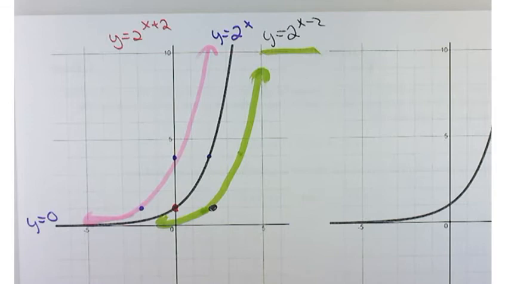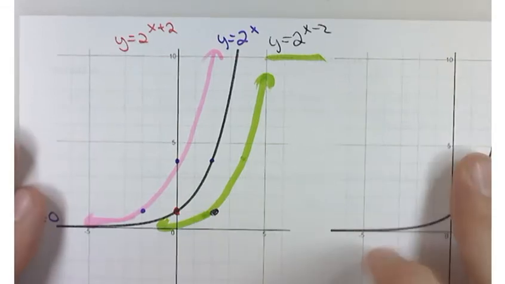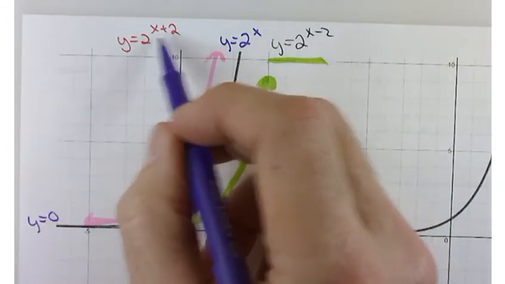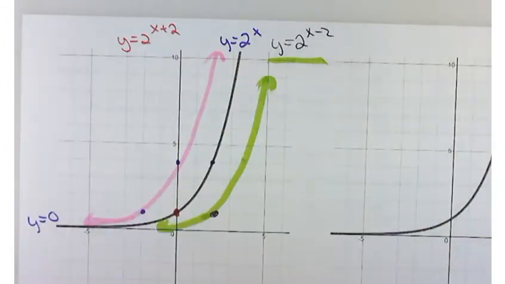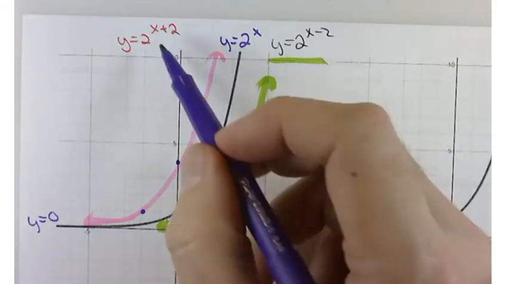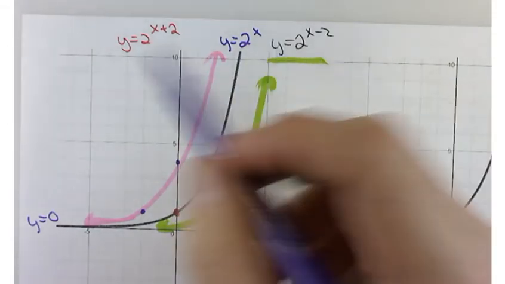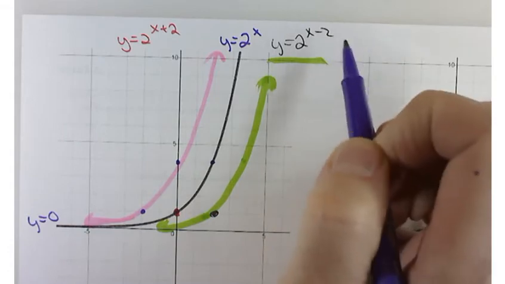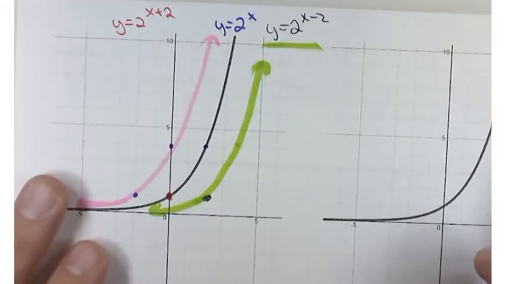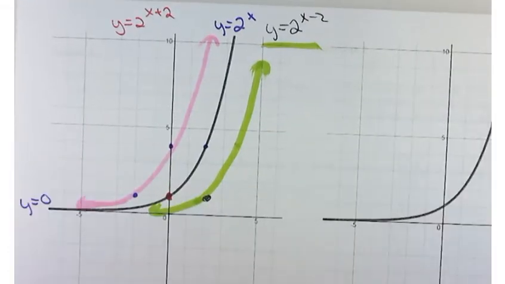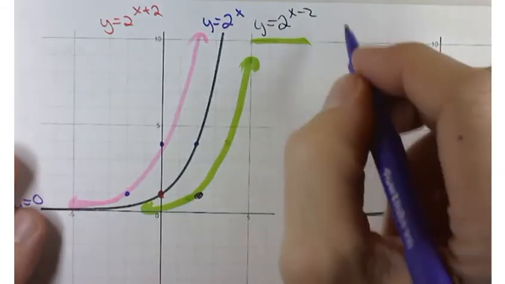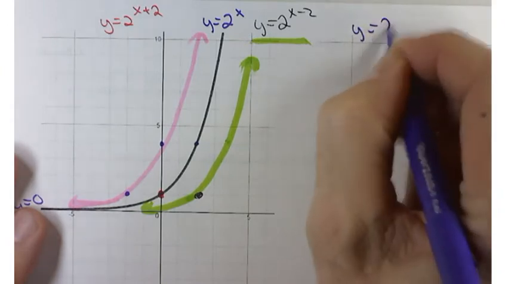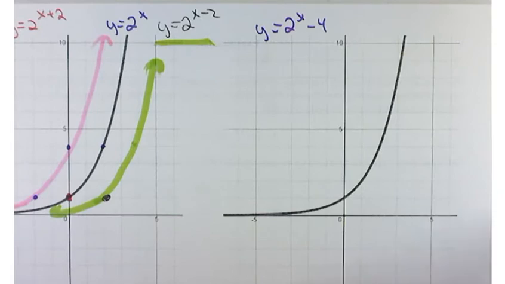So you got your horizontal shifts, and like our previous work with horizontal shifts, they always seem to go in kind of the opposite direction that you might think initially. The +2 isn't to the right 2, it's to the left 2. -2 is to the right instead of to the left. Okay, so no big shakes there. What if we were to graph y equals 2 to the x minus 4? How do you think this graph is going to be shifted?